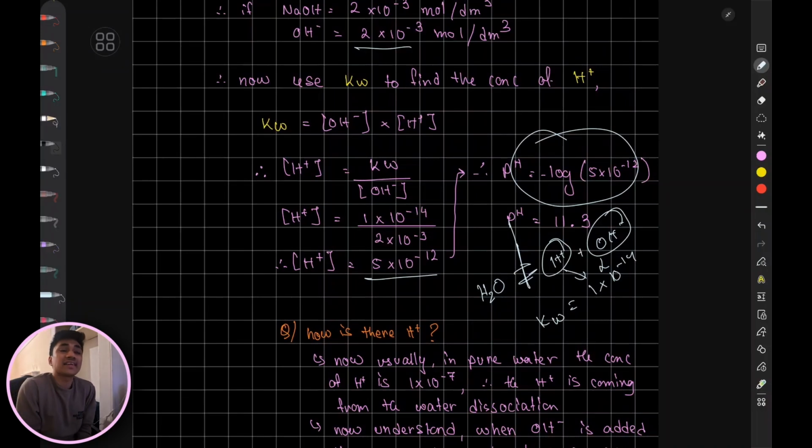People get confused about why Kw is used. How does it make sense? Why is OH changing H plus, and why is 1 into 10 to the power of minus 14 being used? It's simple. Kw needs to remain constant in any aqueous solution. If that needs to be constant, the product of H plus and OH needs to be constant. So if H plus goes up, OH needs to go down, and if OH goes down, H plus goes up. I guess I said the same thing, but you get the idea.